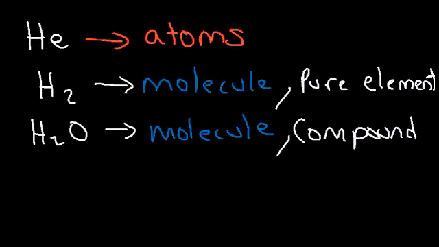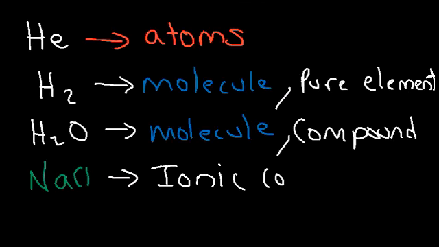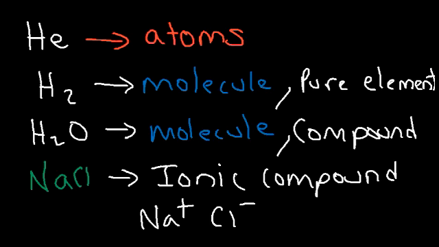So now, what about sodium chloride? Sodium chloride is not considered a molecule. It is considered to be a compound. It's made up of two different atoms, but because it's composed of ions, it is called an ionic compound. In sodium chloride, sodium has a positive charge and chlorine has a negative charge.